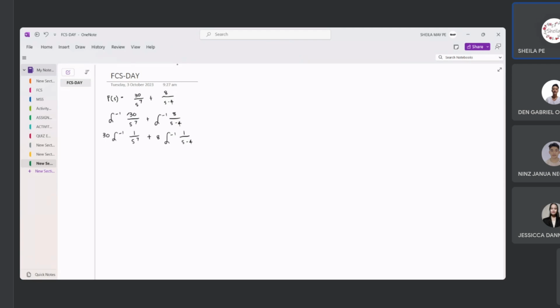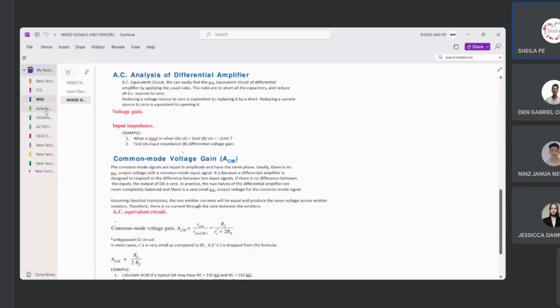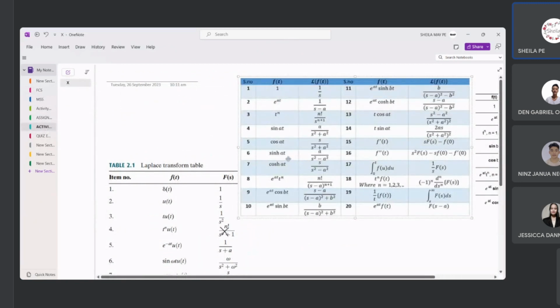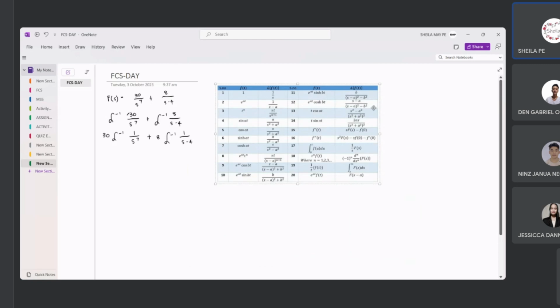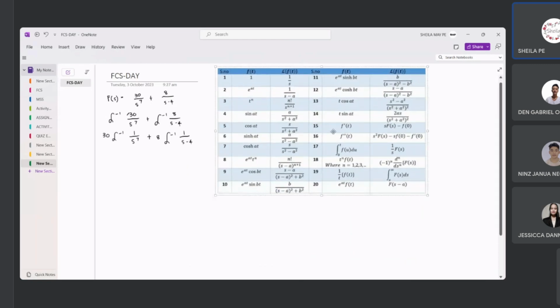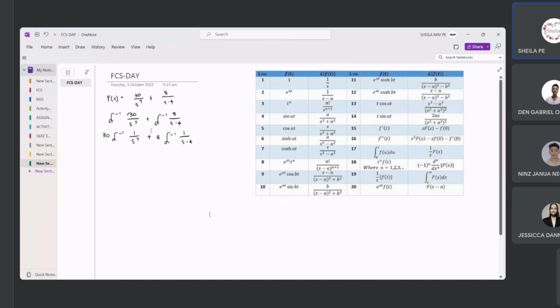Now looking at this, class, 1 over s raised to the power of 7, we can see it in the table. Earlier we had a over s squared plus a squared, or in another example, if you remember, we have this one.